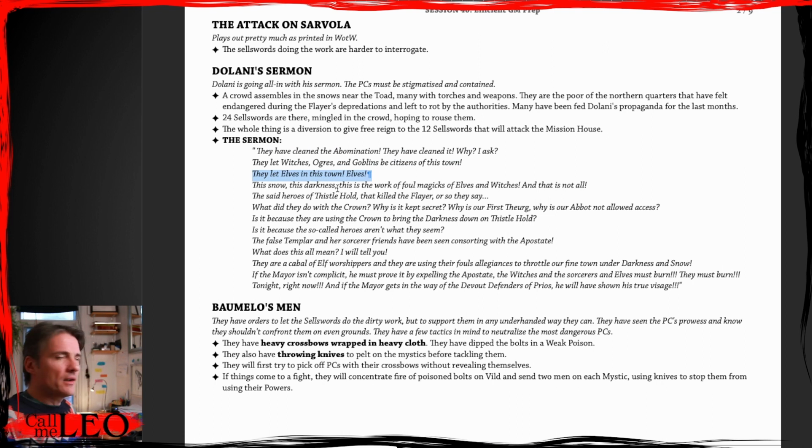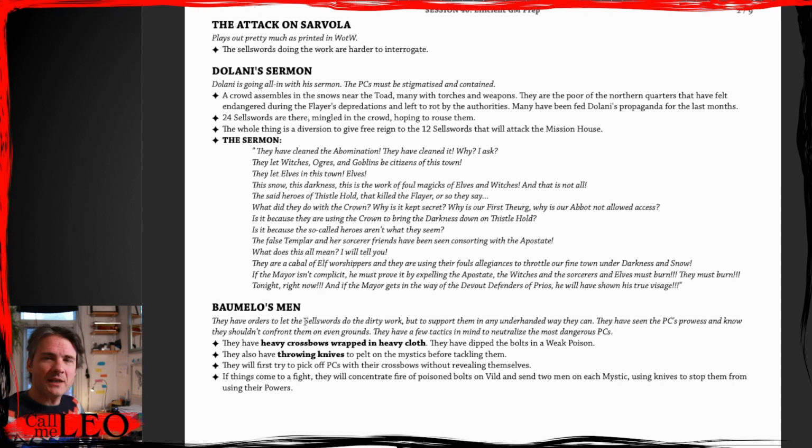That elves are in the town, and that freaks people out because the elves attacked the town when it was being built, and many people died. So they were, oh shit, the elves are in town. That's why there's this snow and the darkness. And later you can read the rest. So basically that's the thesis of Dolani, that it's not that there's snow in itself, it's that the snow and the darkness is being caused by the elves.